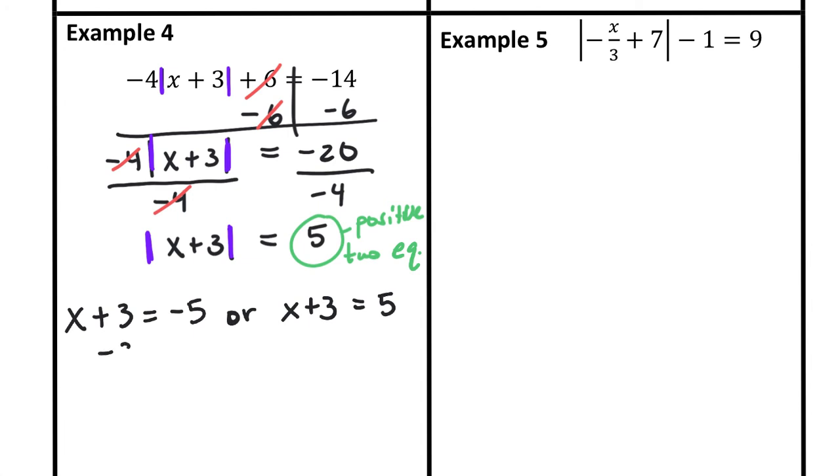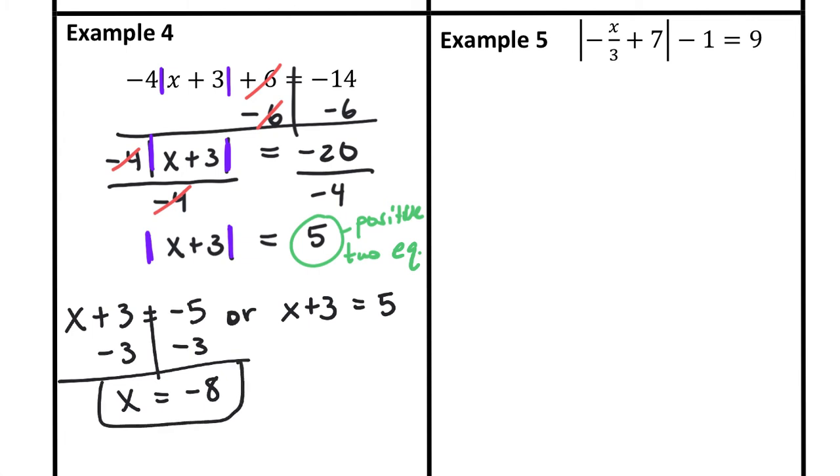So on the left, I'm going to subtract 3, x is going to equal -8. Then I'm going to subtract 3 on the right. It's going to give me x equals 5 minus 3, that's 2. These cancel. So I got -8 and 2.